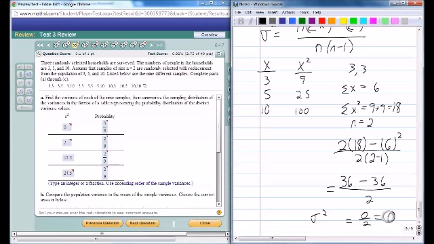Once you do that for every set of numbers, you're going to get 3 of them that give you 0. You're going to get 2 of them that give you the answer 2. You're going to get 2 of them that are 12.5. And you're going to get 2 of them that are 24.5. So work out the variance for each set of numbers.